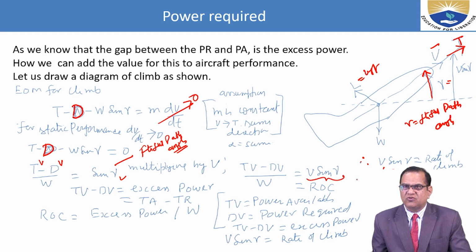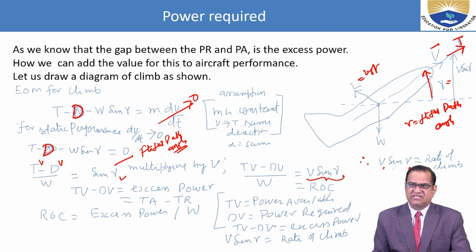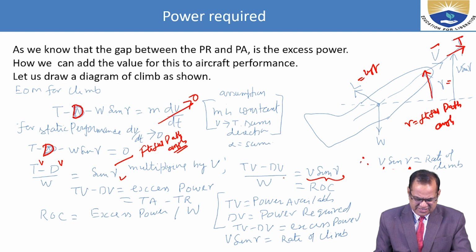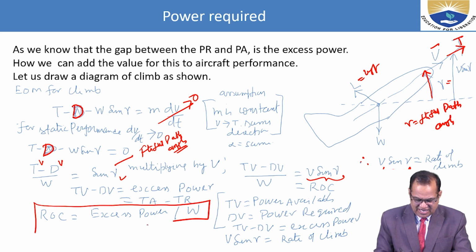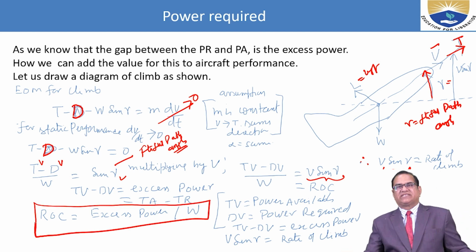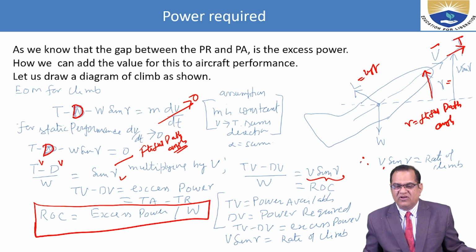Here we have already shown TV is equal to power available, DV is equal to power required, TV minus DV is equal to excess power, and V sine gamma is the rate of climb. So TA minus TR, the rate of climb is equal to excess power divided by weight. So this is the relation between the excess power and the rate of climb.